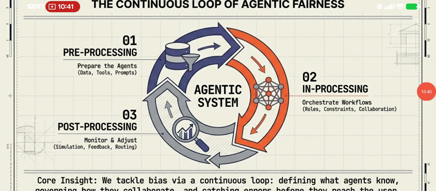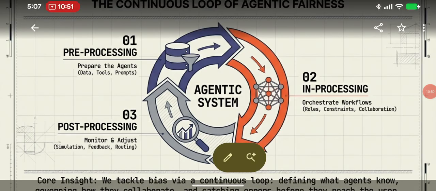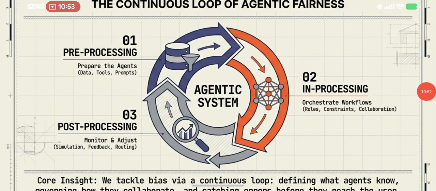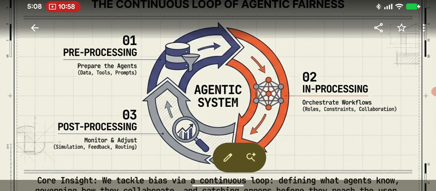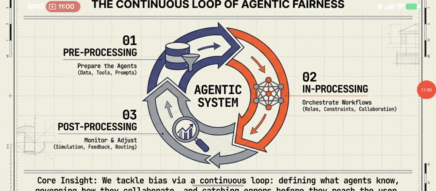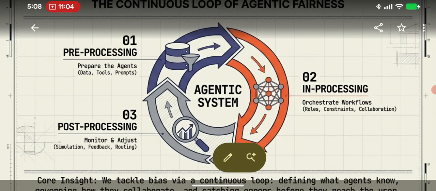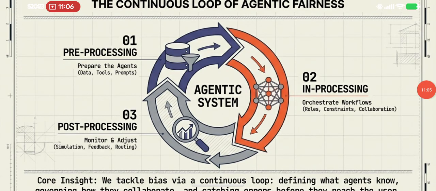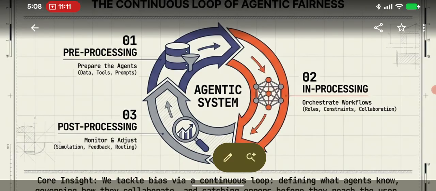While in the in-processing stage, when the user has asked the question and the agentic workflow or a voice agent is processing the request and formulating the response, we need to check at the stage of every agent how the output is changing, and if it is a voice agent, how the speech to text and text to speech conversion is happening.